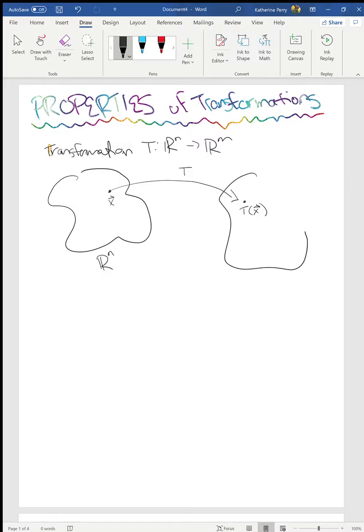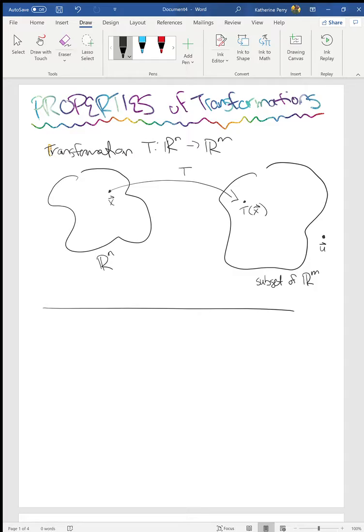And this lives over here in, not necessarily Rm, but some subset of Rm. So maybe it's everything, but maybe there are some vectors that are left out, where I could have something out here where there is not a vector in Rn that gets sent to this vector. So let's call this one u. So maybe there's no x such that T of x equals u. All right. So with all of this in mind, I want to talk about two properties.